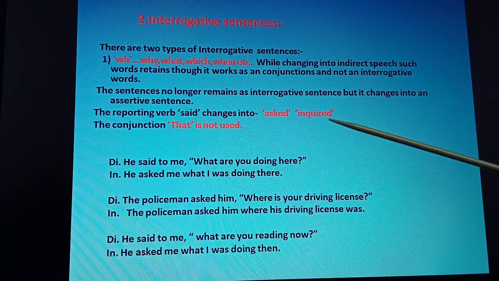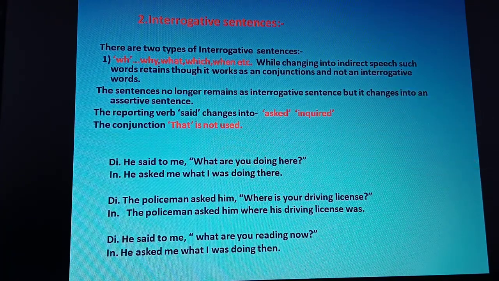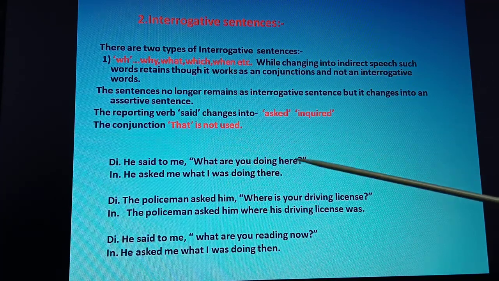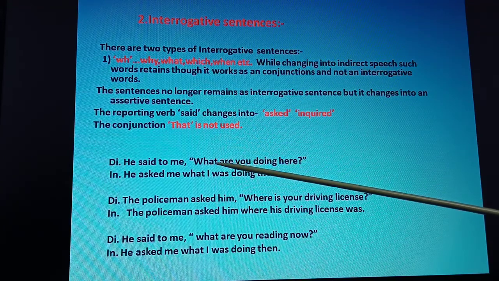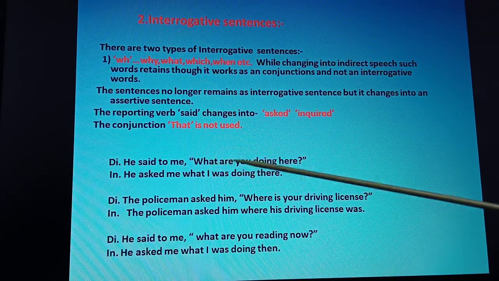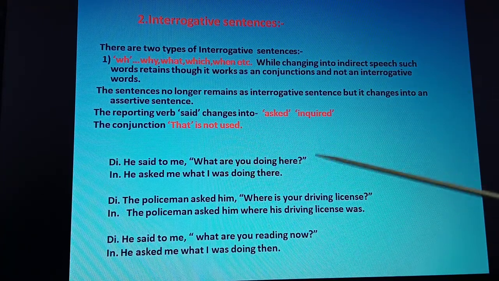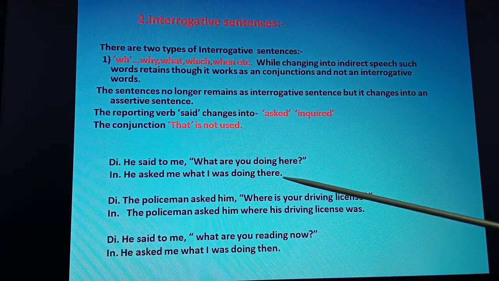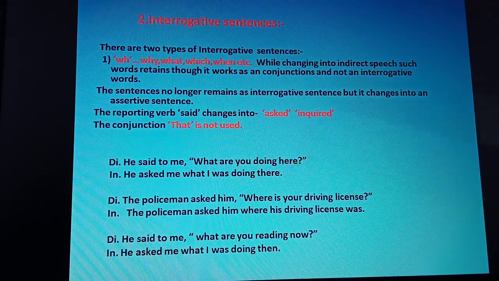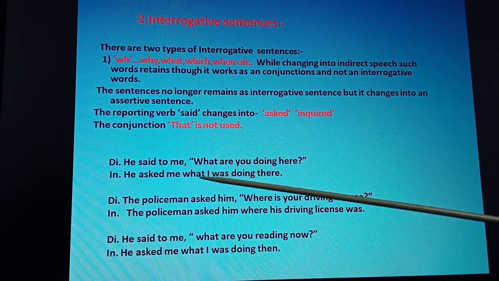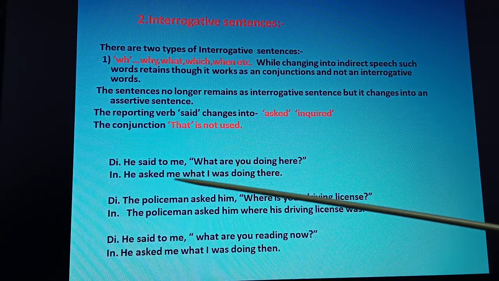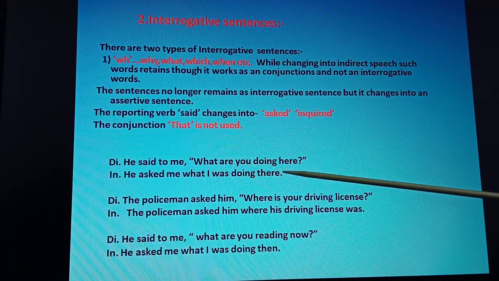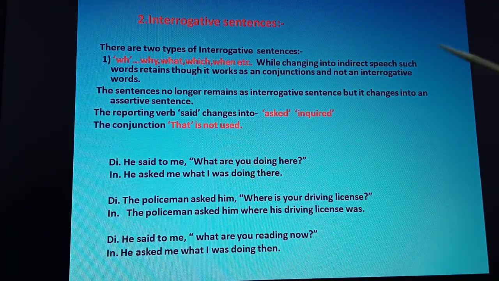For example, let us say, he said to me, "What are you doing here?" It's a direct speech. He said to me, comma, inverted comma, what is an interrogative word. What are you doing here? The question mark is in. The answer would be indirect speech: He asked me what I was doing there. No more question mark. What remains as what. He asked me what I was doing there. He said to me, "What are you doing here?" He asked me what I was doing there. Again, second example.